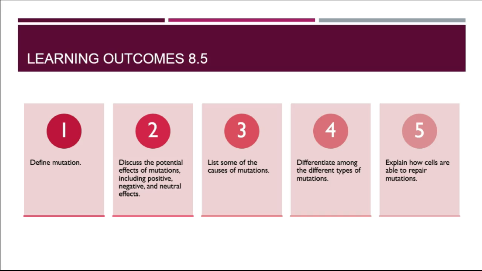There are 5 learning outcomes that you need to understand by the end of this mini lecture. First, be able to define mutation. Second, discuss the potential effects of mutations, including positive, negative, and neutral effects. List some of the causes of mutations. Differentiate among the different types of mutations, and finally explain how cells are able to repair mutations.